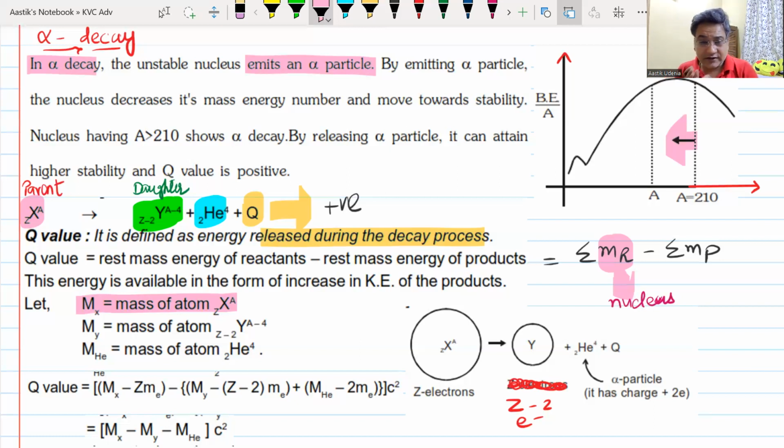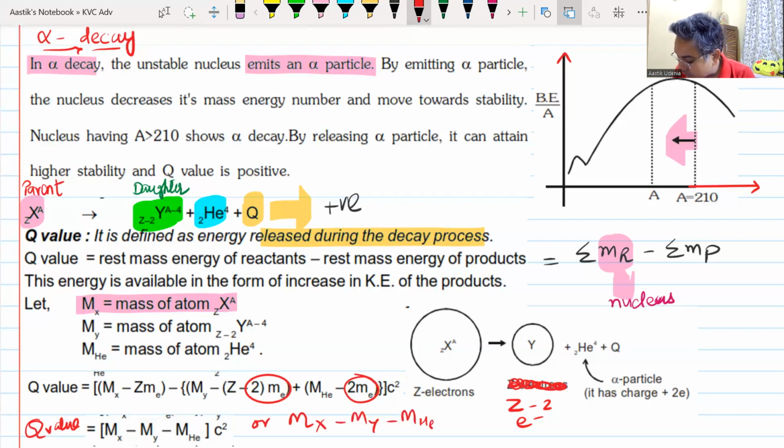Now here the number of electrons on the left hand side and the number of electrons on the right hand side are equal. So these two values, 2 times mass of electron and 2 times mass of electron, will get cancelled, and the final Q value will be equal to the mass of X, whether it is the mass of atom of X or the mass of nucleus of X, minus mass of Y minus mass of helium, into c squared, or you can write it as mass of X minus mass of Y minus mass of helium multiplied by 931.5, and the answer would be in mega electron volts. Do we understand this?